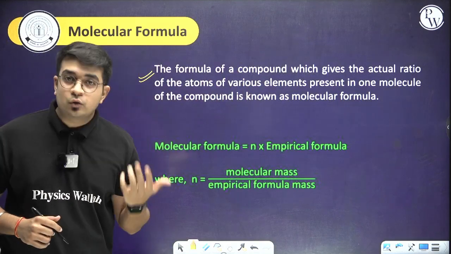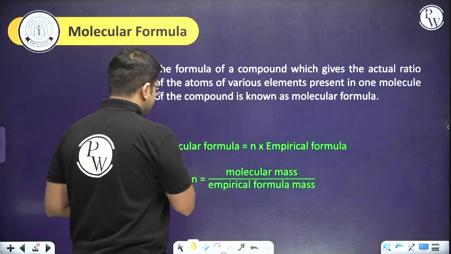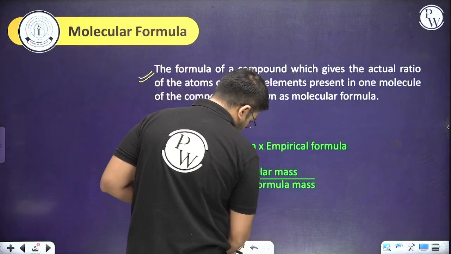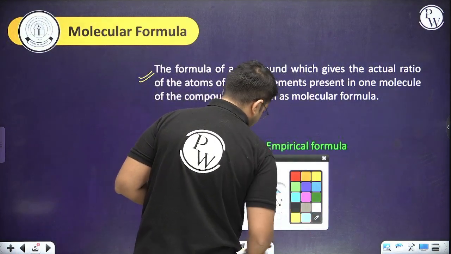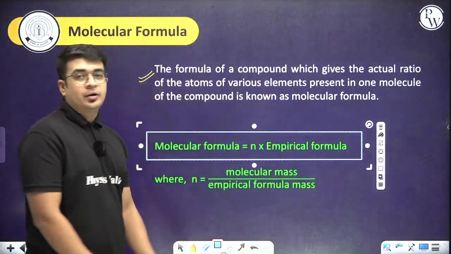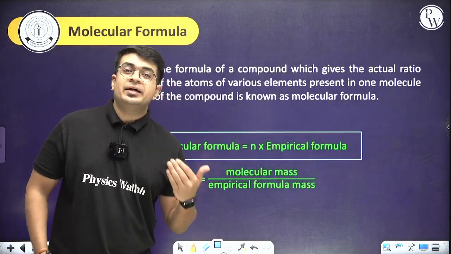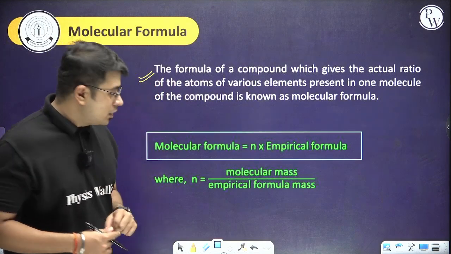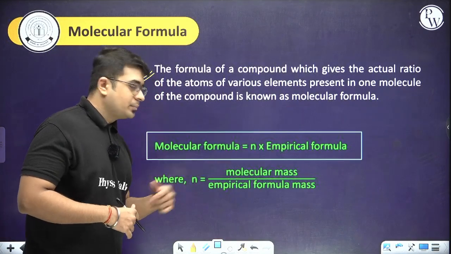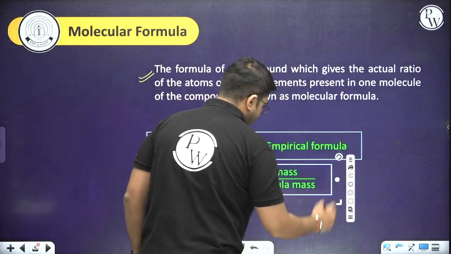Now how to calculate this particular part? You just have to do one additional step. Generally this molecular formula is very easy to calculate. The molecular formula is the empirical formula multiplied by a specific number, which is n. Now what is n? n can be calculated with the help of two pieces of information. The first is the molecular mass and the second is the empirical formula mass. So n you can easily calculate with the help of this formula.